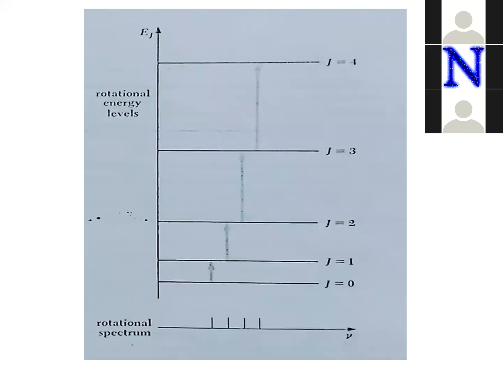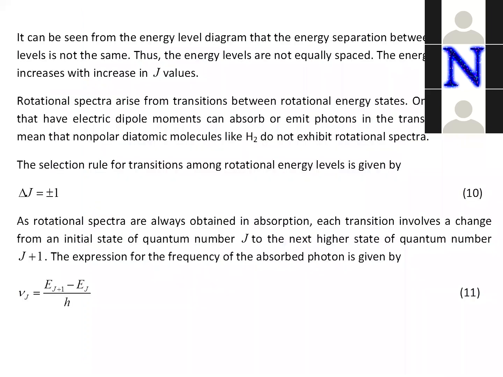And please remember, a molecule cannot make a transition from J is equal to 0 to J is equal to 4. Because, just you can see here, there is a selection rule here also. Every transition has a selection rule. Only those transitions are possible in which delta J, the change in the rotational quantum number, is plus or minus 1.